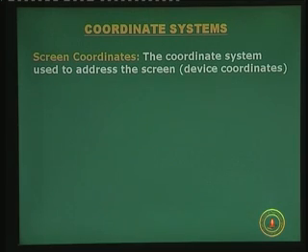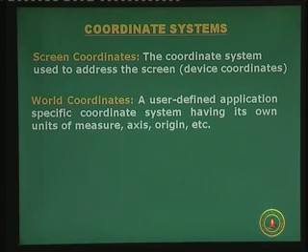And talking of coordinate systems, many types of coordinate systems in 2D exist. One is called the screen coordinate system. This is the coordinate system used to address the screen, or what are called the device coordinates. The pixels actually reside on the screen, that is referred to as screen coordinates. We also have world coordinates, which the user or the programmer defines, a user defined application specific coordinate system having its own units of measure, axis, origin, etc. Those units may not be in pixel units, it could be in inches, millimeters, kilometers, feet, whatever; some length units are necessary, and the user and the programmer know.